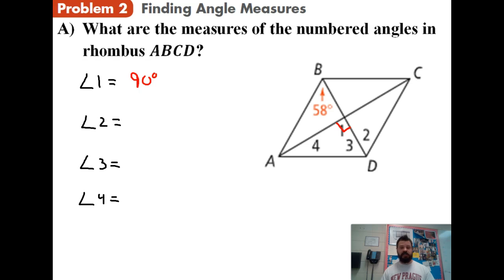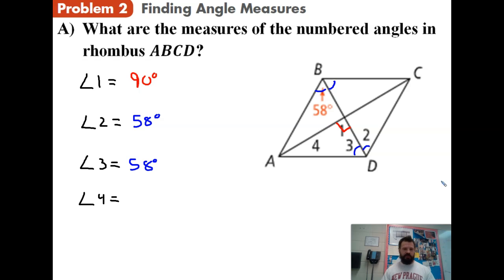Okay, what else do those properties give us? Well, we also said that the diagonal of a parallelogram bisects opposite angles, meaning that this diagonal BD is going to split angles B and D into congruent parts. So what I'm going to be left with is four congruent angles. And since I know one of them is 58 degrees, that means they'll all be 58. So 2 is 58 degrees, and 3 is also 58 degrees. Okay? So that's my second rhombus property.